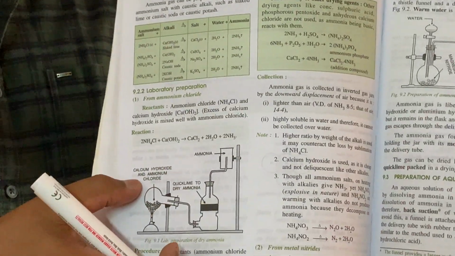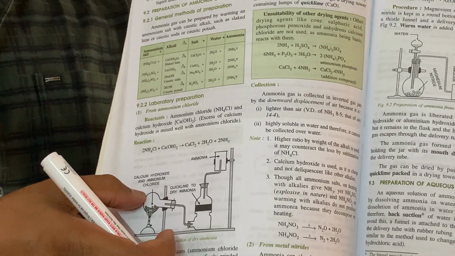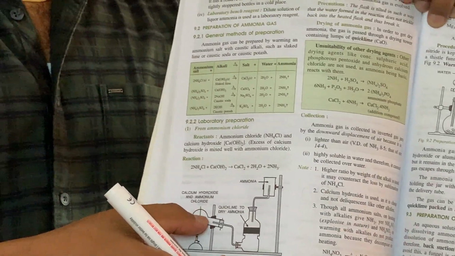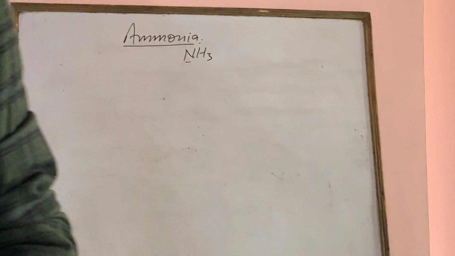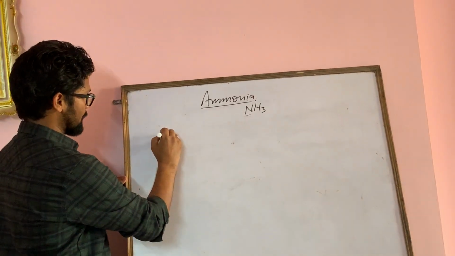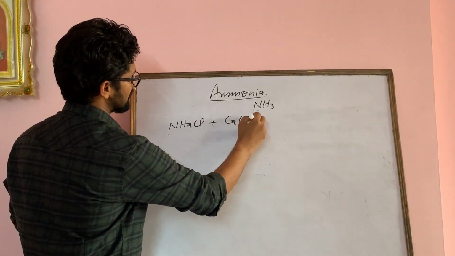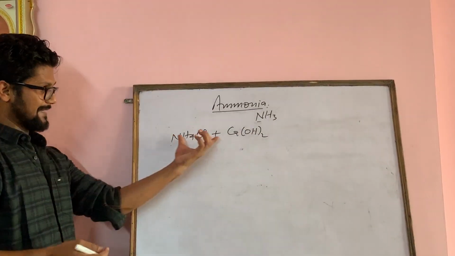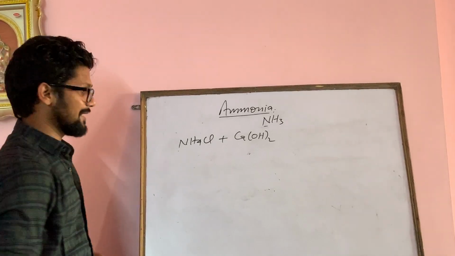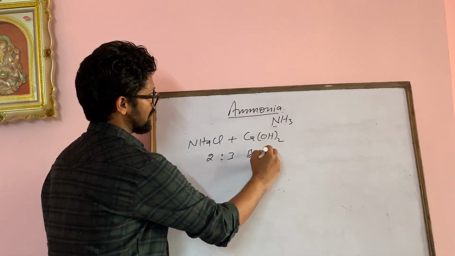You can see that in the first flask we take ammonium chloride and slaked lime, Ca(OH)2. So we can say that for lab preparation, the reactants are ammonium chloride and calcium hydroxide. These are the reactants used in the laboratory for the preparation of ammonia, and the ratio is always 2:3 by weight.